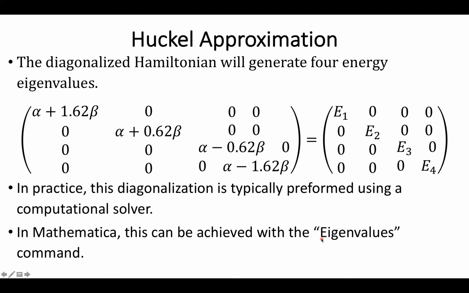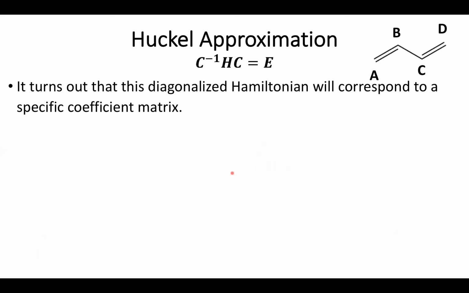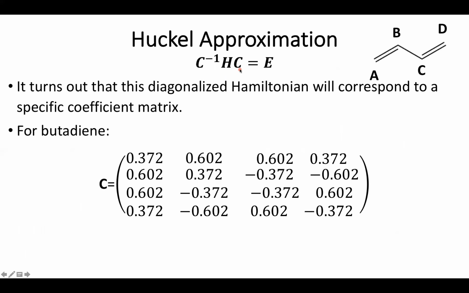Now, one of the things that is also fairly important to remember is that when we diagonalize the system, it turned out that it took very specific matrices to diagonalize the system. So this will correspond to our eigenvalues having a specific coefficient matrix of C. You can end up producing this once you have your eigenvalue energies. And so for butadiene, it gives you this rather big, kind of ugly looking matrix. But it turns out that this actually has a lot of significant meaning.